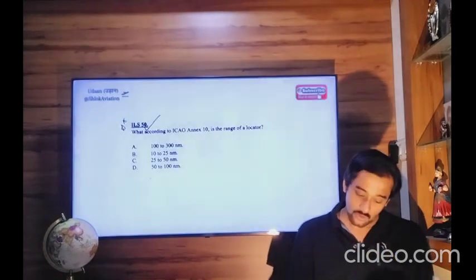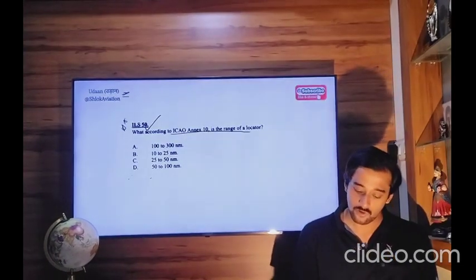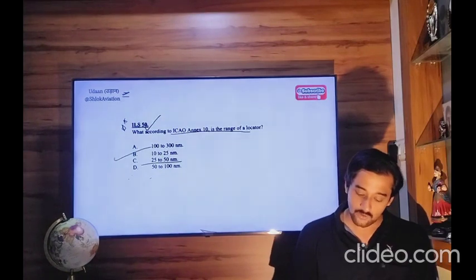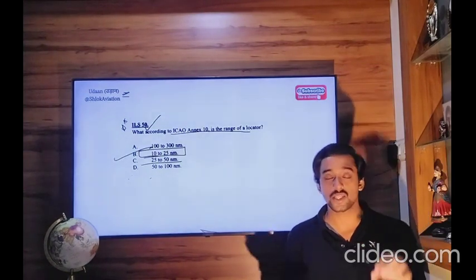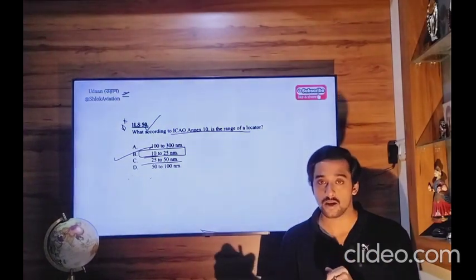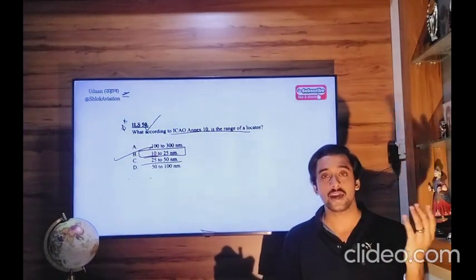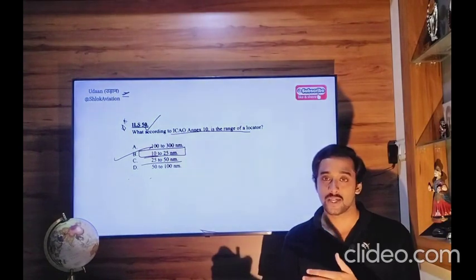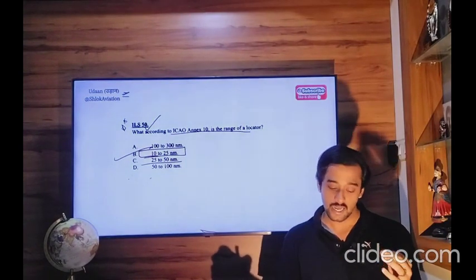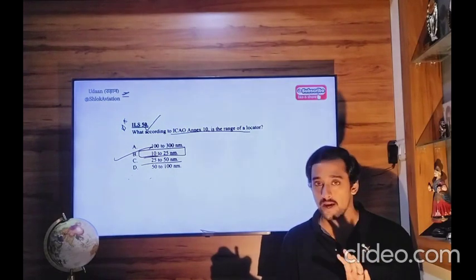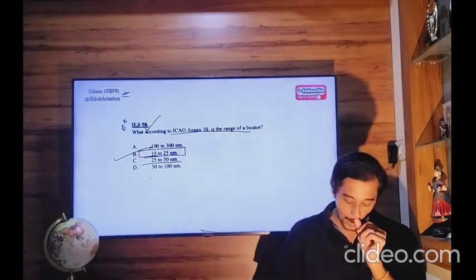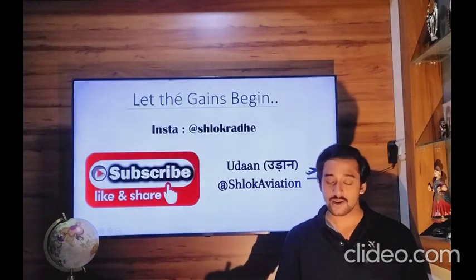Next, what according to ICAO is the range of a locator? The range of a compass locator, which is installed in place of the outer marker to enable your aircraft to fly inbound towards the localizer or towards the airport, is 10 to 25 nautical miles, short range. Okay, simple. So this concludes the lecture.